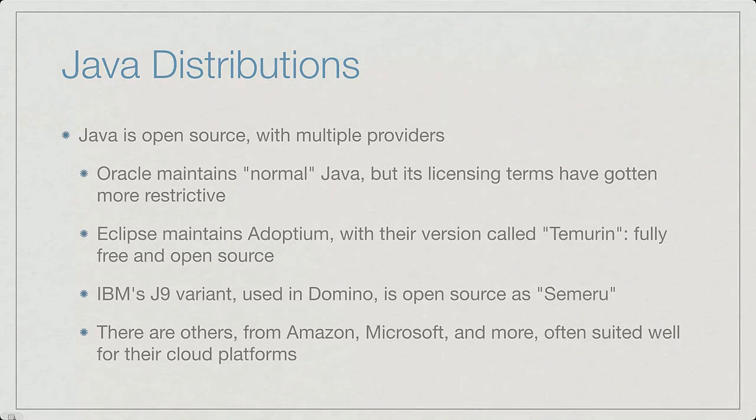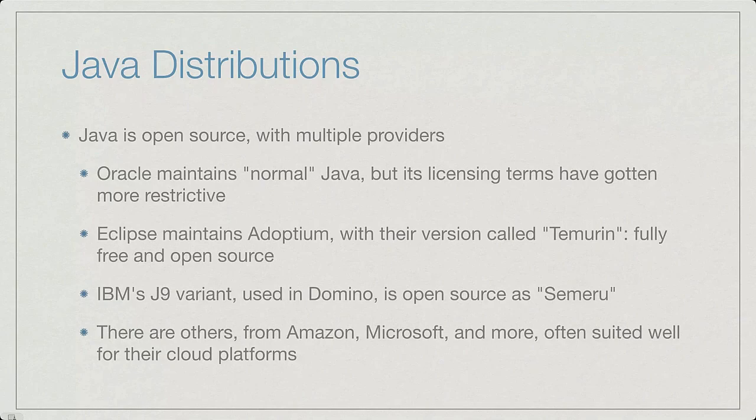But Java is open source in its own weird way. So the Eclipse Foundation maintains Adoptium, and names get weird because I think they're all islands, which fair enough, but it's hard to remember. Their version is called Temurin, fully free and open source. So this is kind of the go-to. Unless you have a specific reason for something else, go to Adoptium and use that Java. IBM's J9 variant, which has been used in Domino for, I guess, as long as Java's been in there, is open source, named Semeru. They maintain it on their side. And so that is still used in Domino just as OpenJ9.